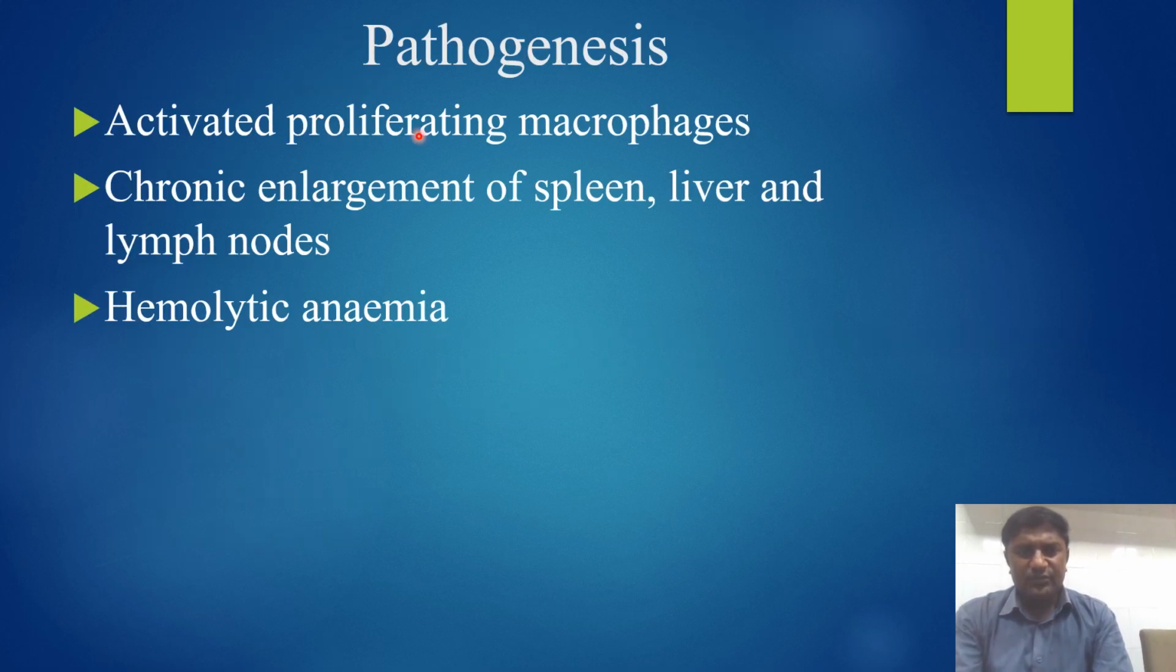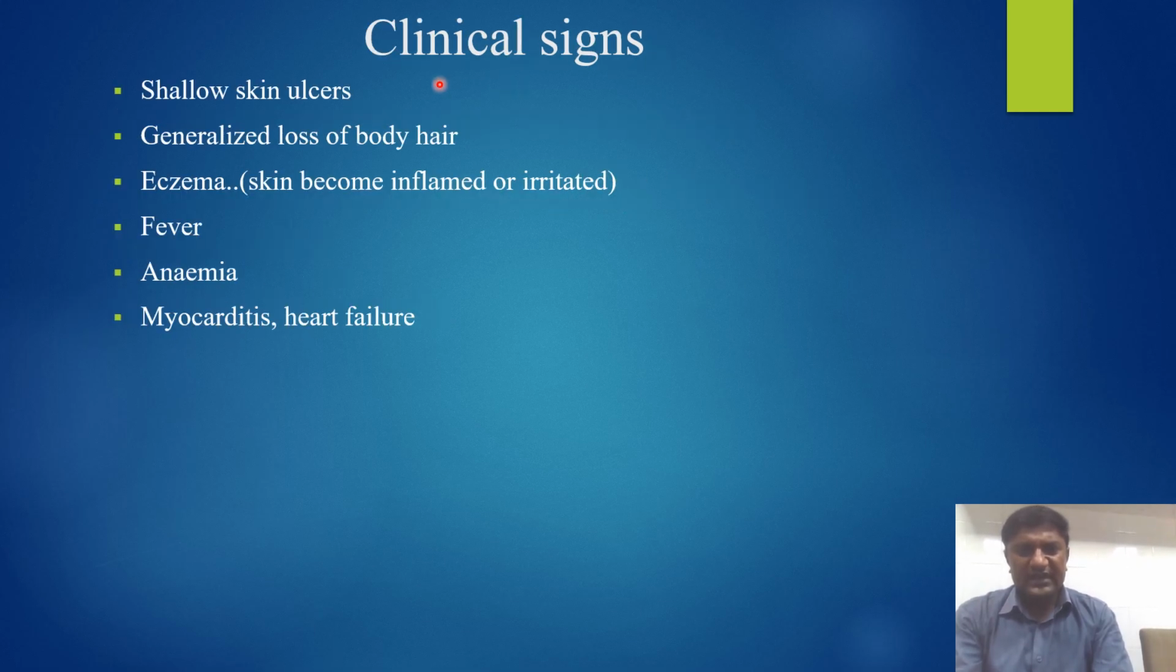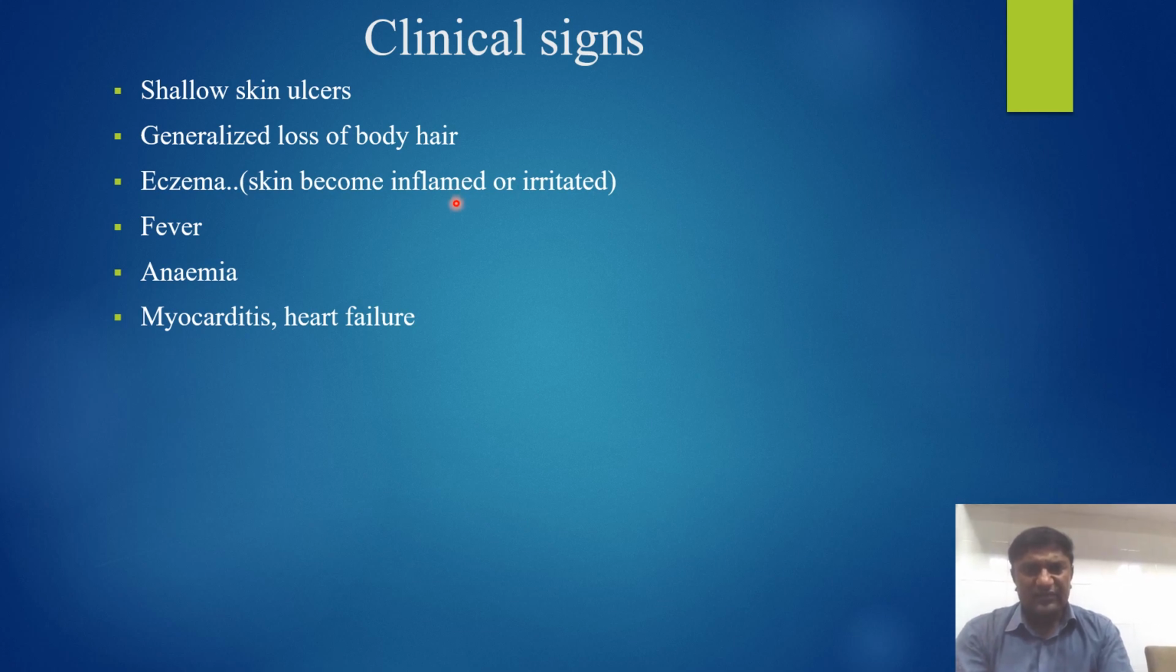Pathogenesis: activated proliferating macrophages, chronic enlargement of the spleen, liver, and lymph nodes, and hemolytic anemia. The clinical signs are shallow skin ulcers, generalized loss of body hair, eczema, skin that becomes inflamed or irritated, fever, anemia, myocarditis, and heart failure.